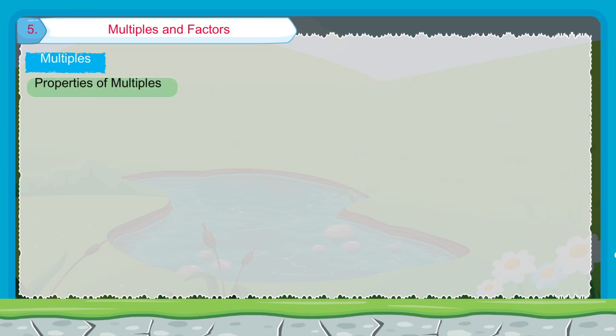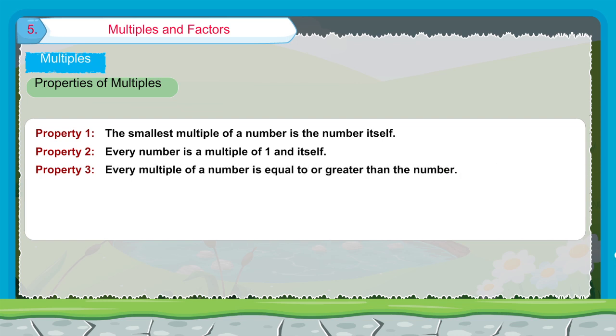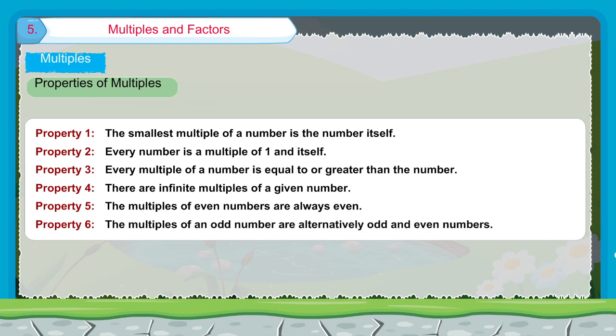Properties of multiples. Property 1. The smallest multiple of a number is the number itself. Property 2. Every number is a multiple of 1 and itself. Property 3. Every multiple of a number is equal to or greater than the number. Property 4. There are infinite multiples of a given number. Property 5. The multiple of given numbers are always even. Property 6. The multiples of an odd number are alternatively odd and even numbers.